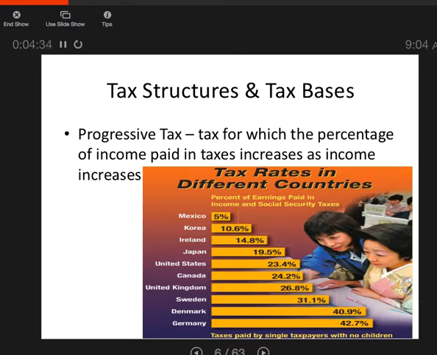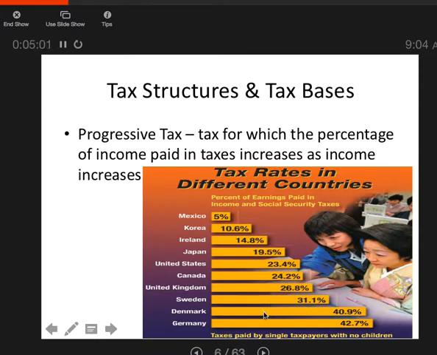This is a chart that rated different countries to see, when it came to taxes throughout the world, where are the lowest amount of taxes and the highest. Obviously, Mexico is lower. And then once you get to the top here, you notice that Sweden, Denmark, and Germany are the highest. In the U.S., we're kind of in the middle. We're more on the high side probably.